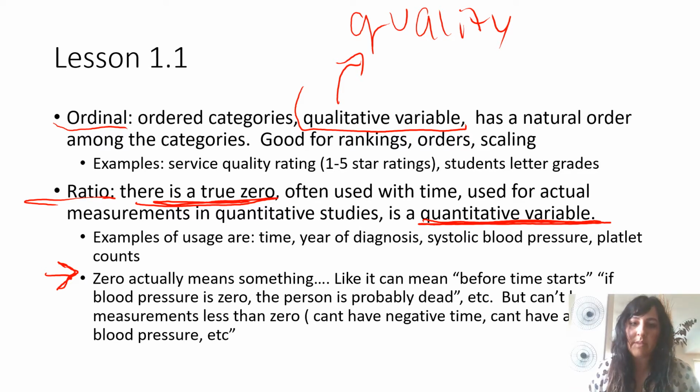So time is a huge one, and it's one of the major ratio variables that can happen. You can't have negative time. So that's a big one. All right, let's move on.